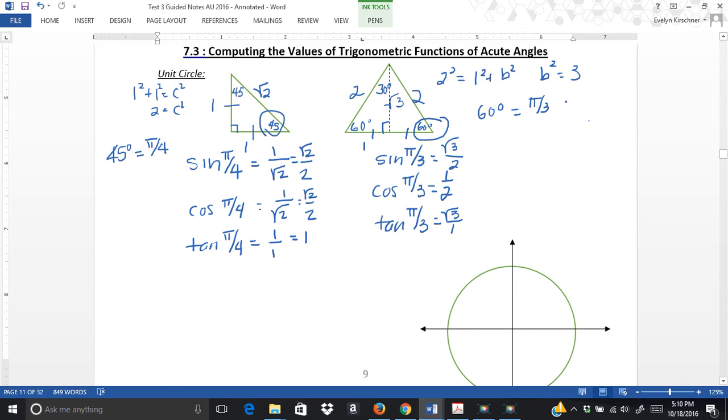And pi over 3 and pi over 6 are complementary, which means that the cosine of pi over 6 equals the sine of pi over 3. The sine of pi over 6 equals the cosine of pi over 3. And then we know that the tangent of pi over 6, we can just say this is pi over 6 over here, is 1 over radical 3, or if I rationalize this, radical 3 over 3.